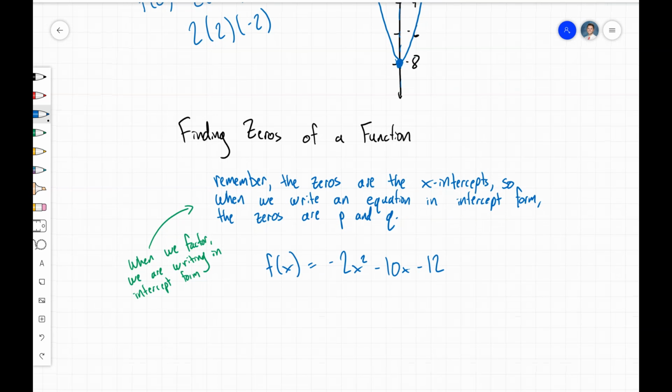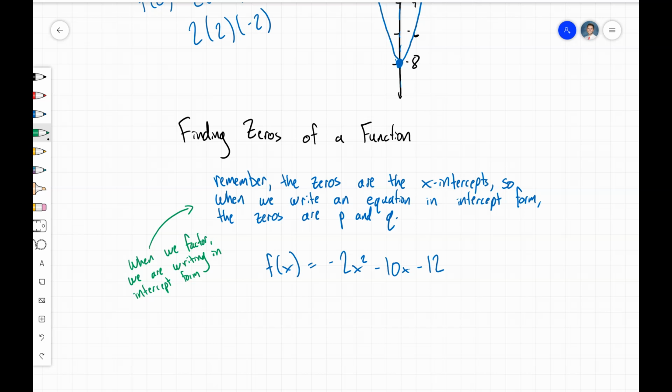Now just a brief reminder here on finding the zeros of a function. This is actually something we've already done, right? The zeros of a function are the x-intercepts. So when we write an equation in intercept form, the zeros will be p and q. So let's look at this one example.